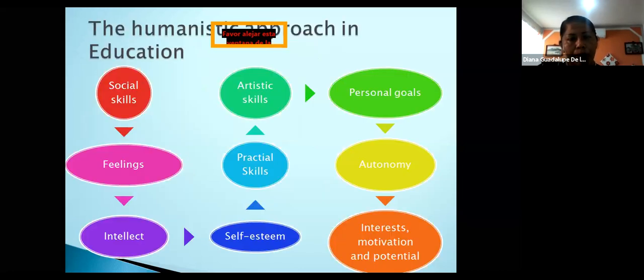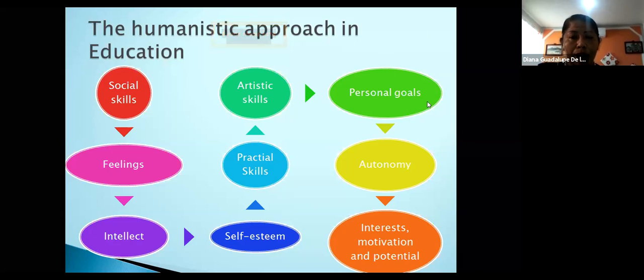The humanistic approach is also based on developing social skills, so how students communicate with others. The humanistic approach also promotes how students share feelings, how students develop their intellect, how students develop self-esteem, how students develop practical skills and artistic skills. So if you promote painting, drawing, moving, dancing activities in the classroom, you are promoting humanistic activities. But you need to connect all those activities within the development of language too.